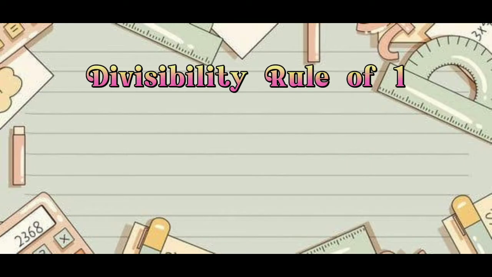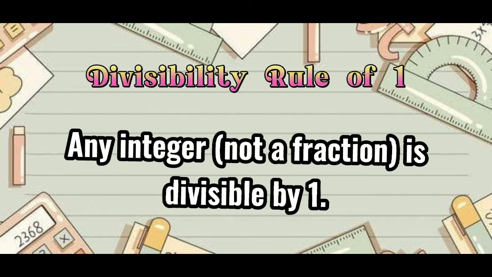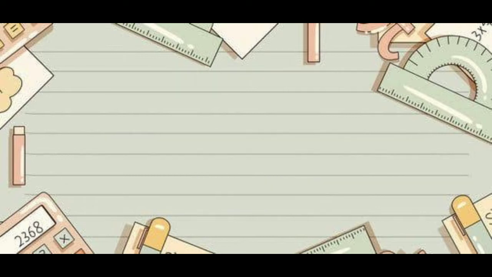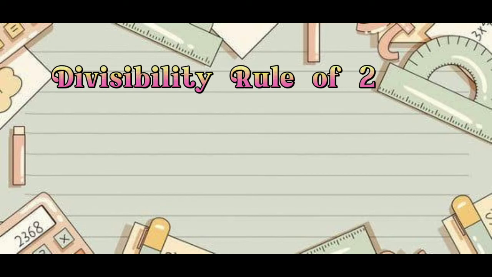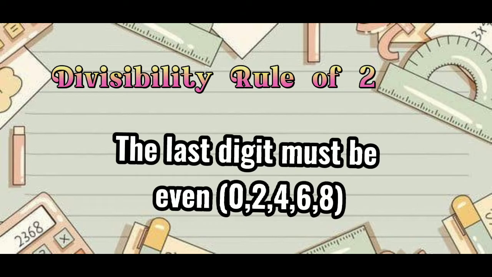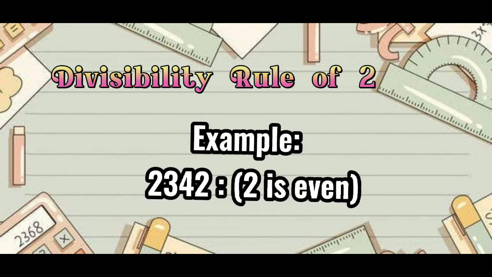Divisibility rule of 1. It says that any integer, not a fraction, is divisible by 1. Divisibility rule of 2. It says that the last digit must be even, such as 0, 2, 4, 6, and 8. For example, 2,342. The last digit is 2, which is even, therefore it is divisible by 2.